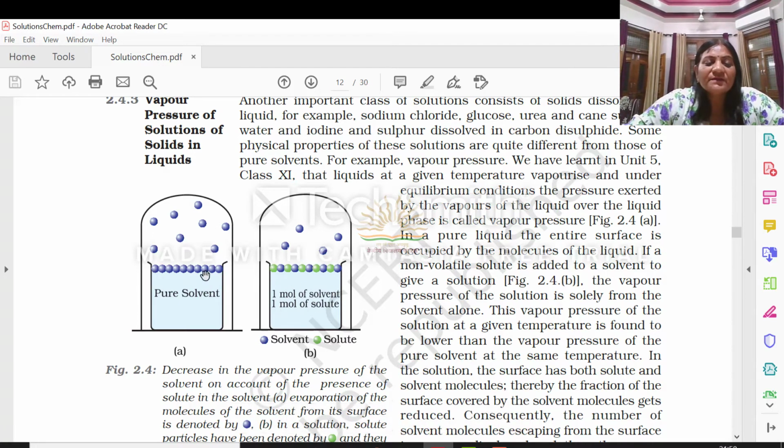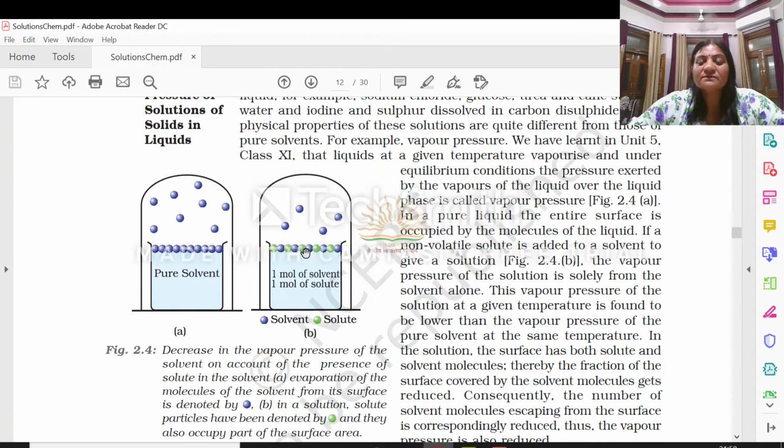Here we have taken the same solvent in the pure state, more number of vapors and more vapor pressure, and the same solvent, 1 mole of solvent, to which we have added 1 mole of non-volatile solute. Now the non-volatile solute occupies the surface of the volatile solvent. Then fewer solvent particles convert into vapors. So fewer vapors decrease the total vapor pressure of the solution containing the non-volatile solute.